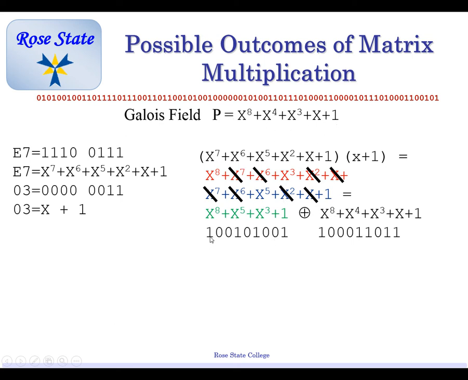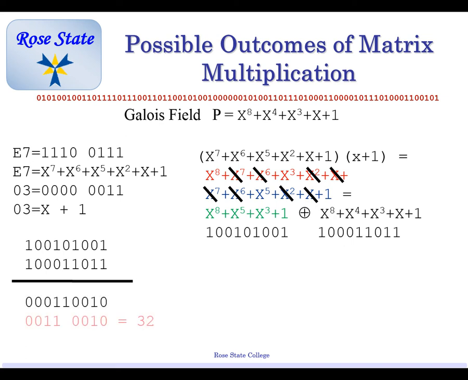And obviously, if we have two ones at the beginning, what happens to the 8th bit, or the x to the 8th? It becomes a 0. So if we XOR those together, we get 32.